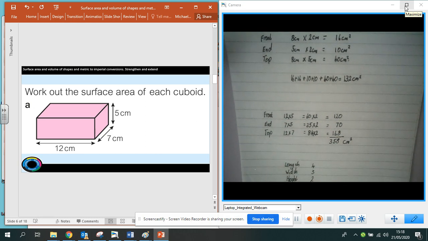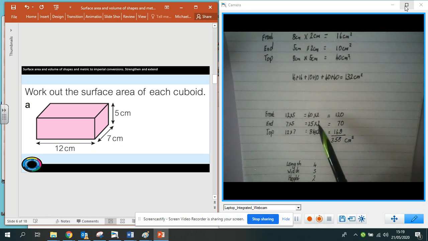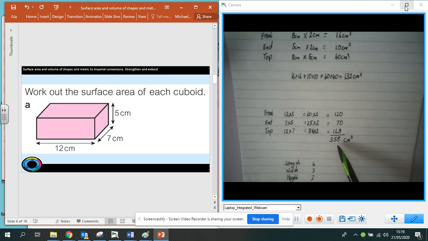Okay, here's my answer. I've done it slightly differently, and I'll talk you through what I've done. So I've done the front. I'll multiply 12 by 5, which gives me 60, and then because there's 2, I've multiplied it by 2 to give me a total of 120. The end, 7 by 5, 35 times 2, 70, and the top, 12 times 7, 84 times 2, 168. Then I've added them all together and got 358 square centimeters.